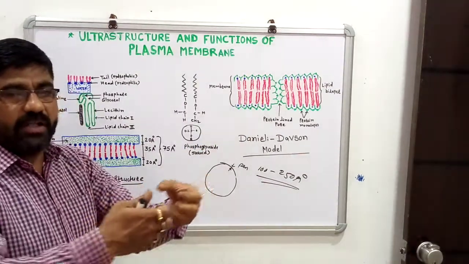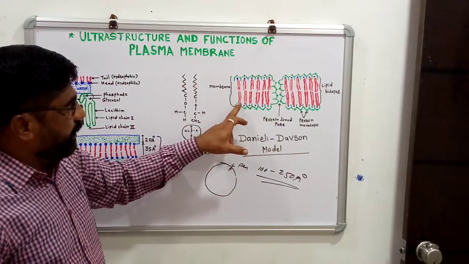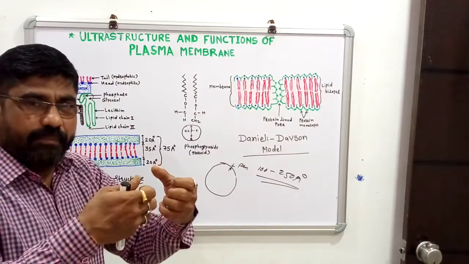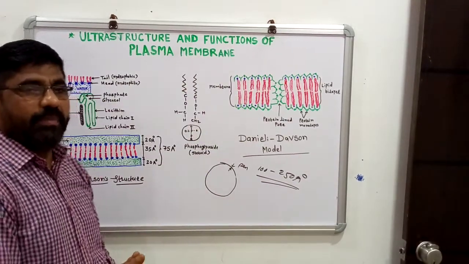Because of the van der Waals force, there is hydrogen bonding between the lipids and the protein bilayer, so that they interact with each other, and this leads to the formation of the plasma membrane.